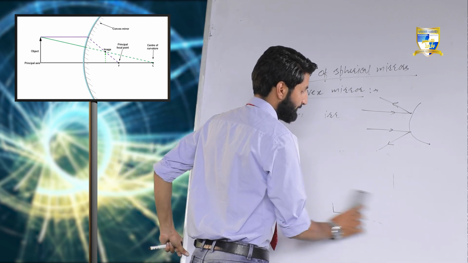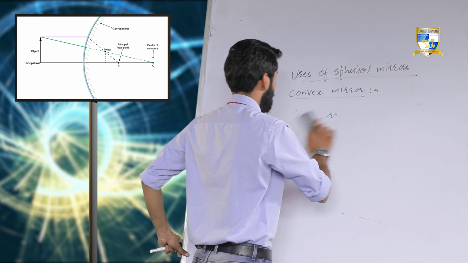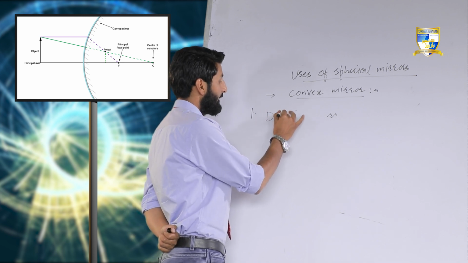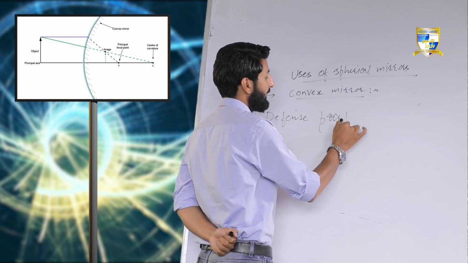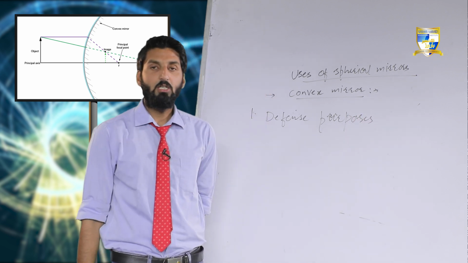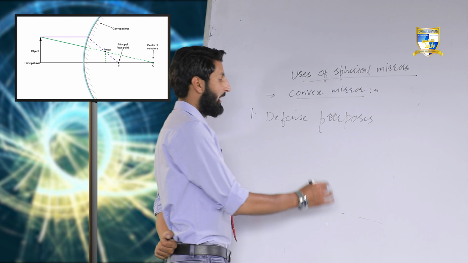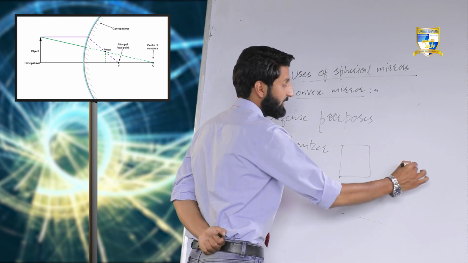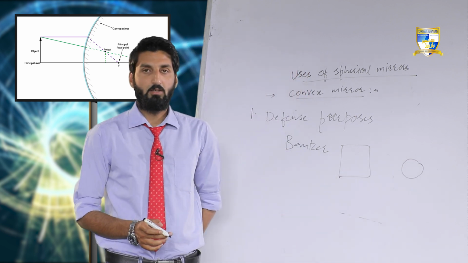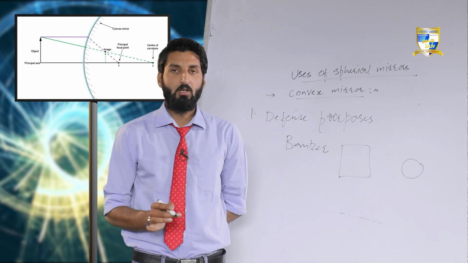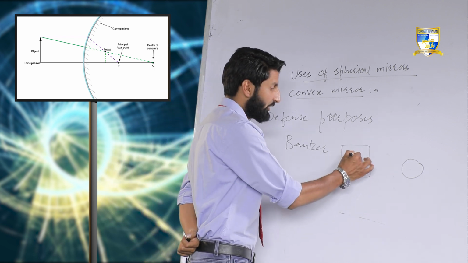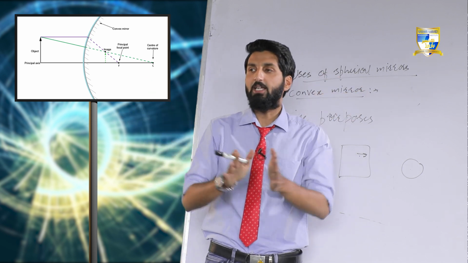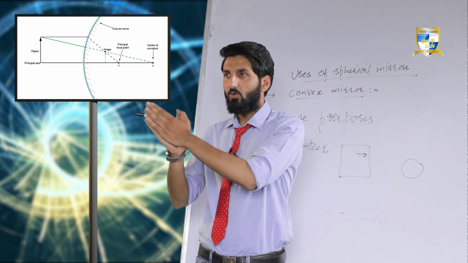The third use is in defense purposes. It is used for defense purposes by military personnel. Like if you see outside a banker, they place a large mirror in front of the banker. That very mirror is a convex mirror. Why do they place a convex mirror here? Because the security person sitting inside the banker has to keep a vigil over the entire area. He has to look like this. He has to place his vision over the entire area.